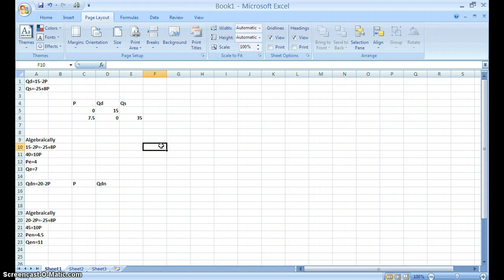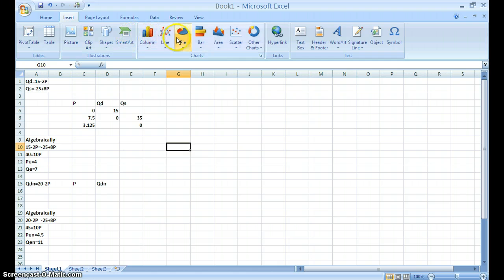I need to get one more point, 2 points to make a line. Let's pick the point where the quantity supplied is equal to 0. So that would be 0 equals minus 25 plus 8p. When I do the algebra, I get a price of 3.125. Alright, so now I've got the data I need. I've got the two axes for each of those equations. So now let me make the chart.